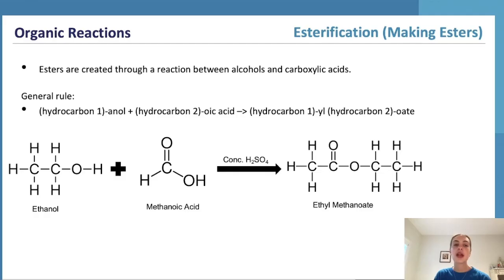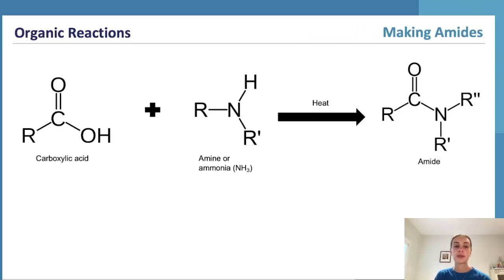And so this reaction can be reversed to go back the other way, and so we can add water and an ester to make a carboxylic acid and an alcohol. So this is a reversible reaction.